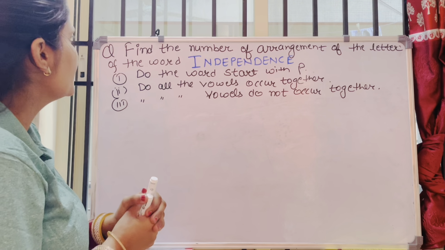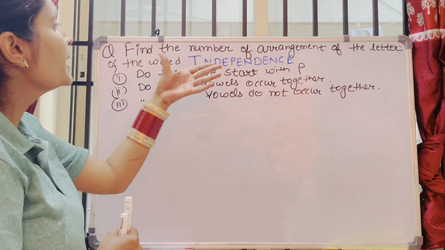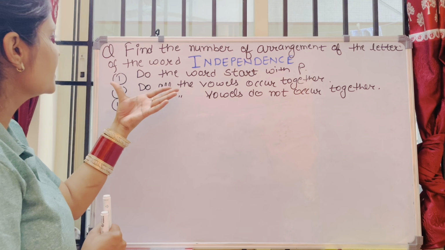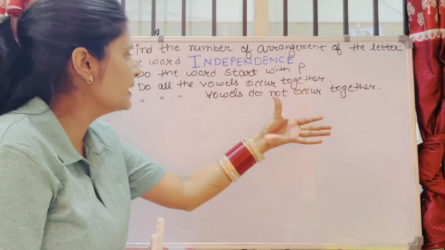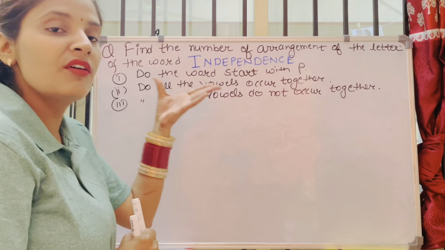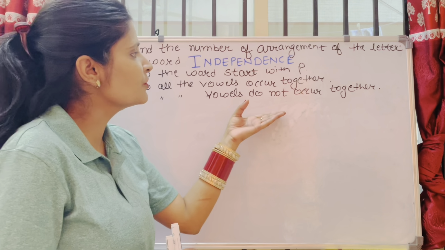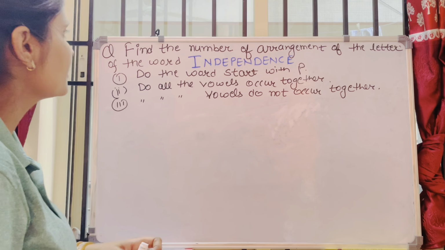The next example is: find the number of arrangements of the letters of the word independence. The first condition is, does the word start with P; do all the vowels occur together; do all the vowels not occur together. This is one of the most important questions that we are going to discuss.